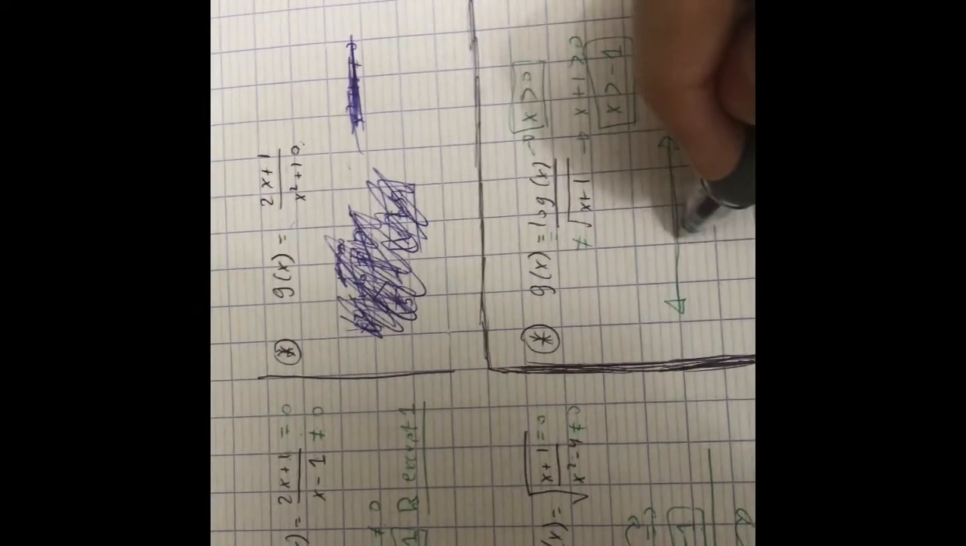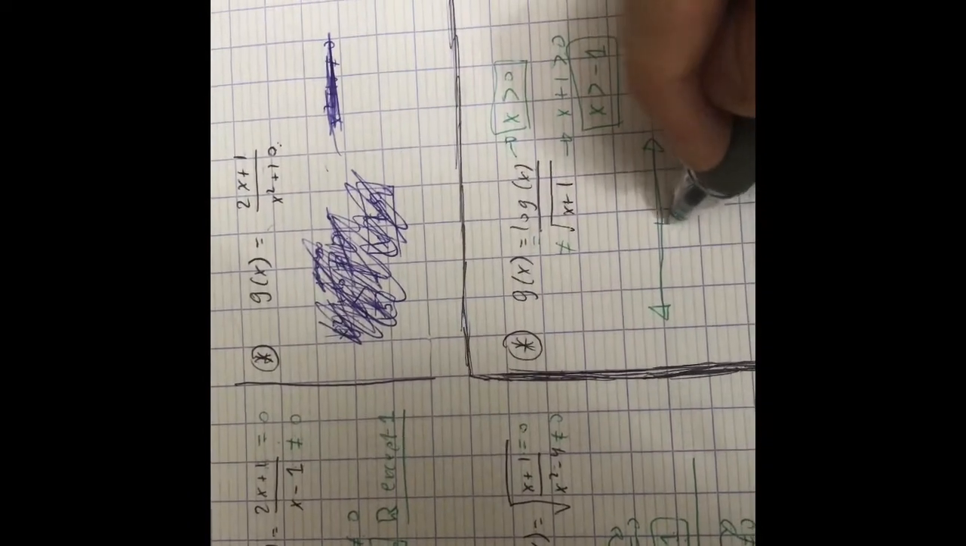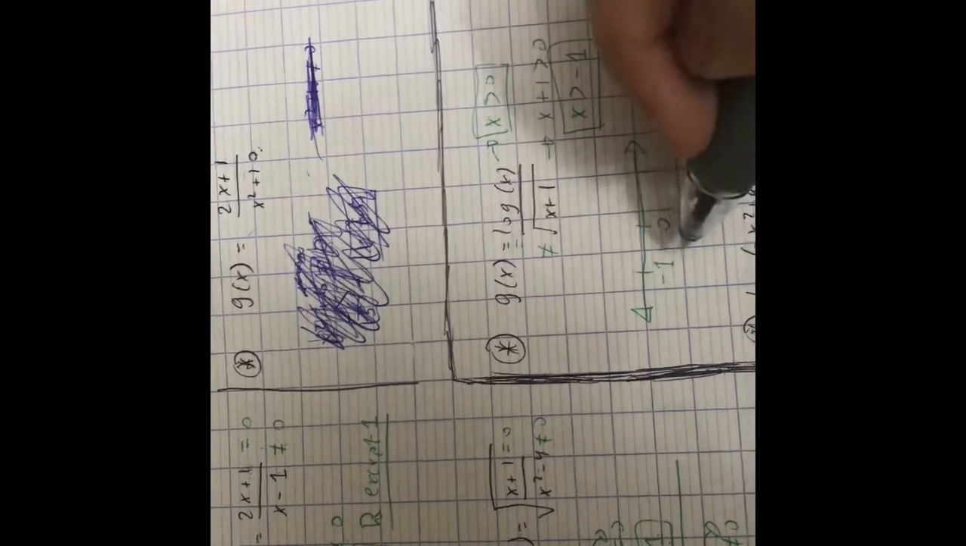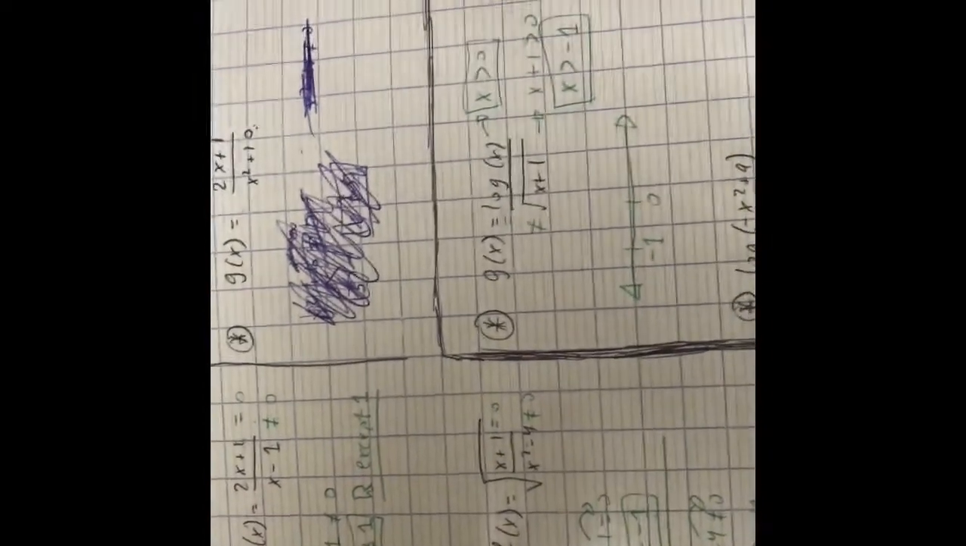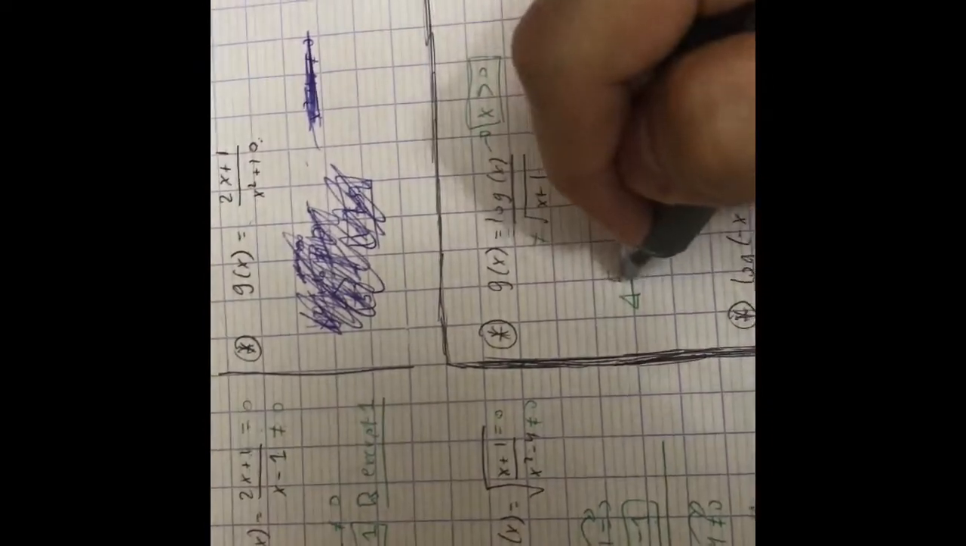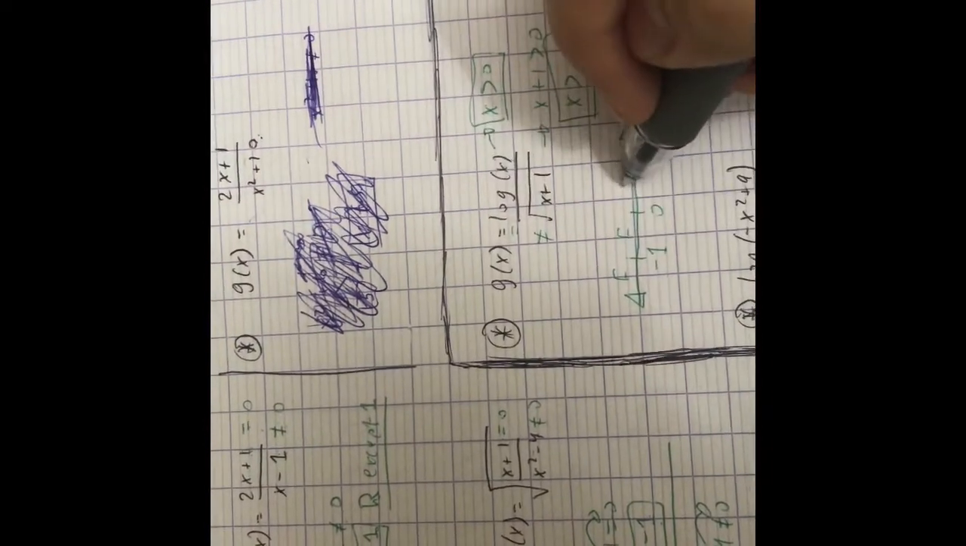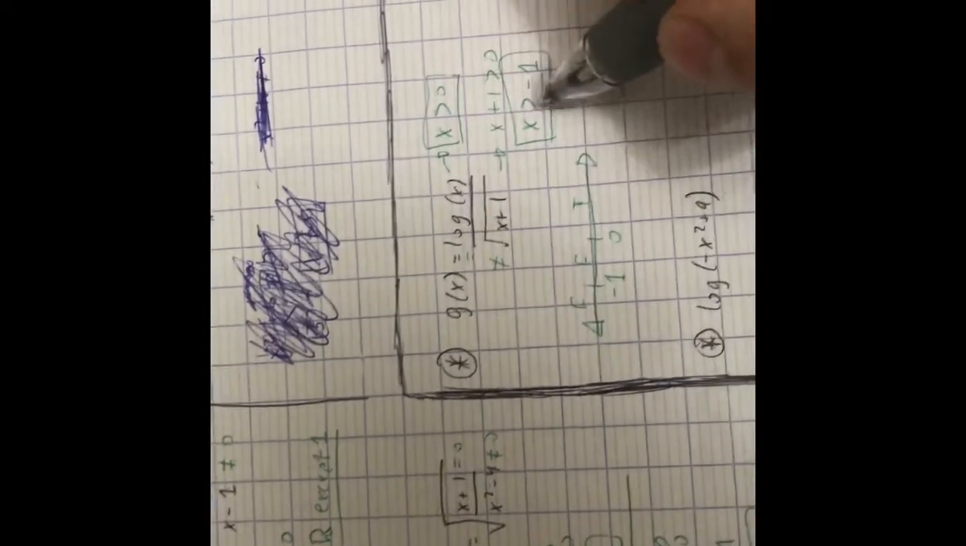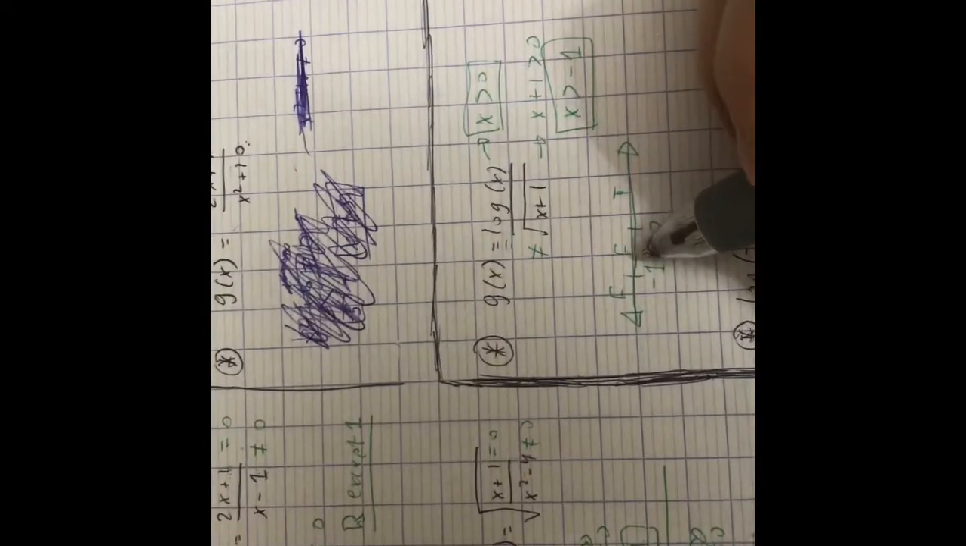So we have 0, and we have -1. Once you use the calculator for this and test points, you're gonna get a false here, and a false here, and a true here. I know it says greater than -1, yet you still got a false here.